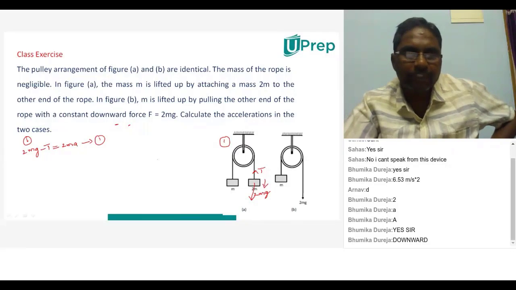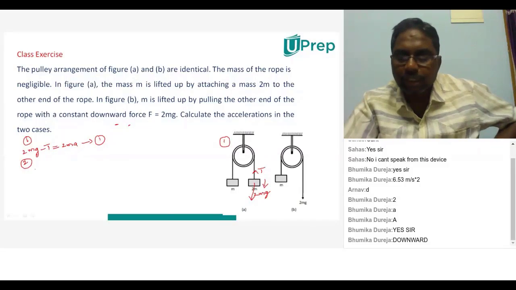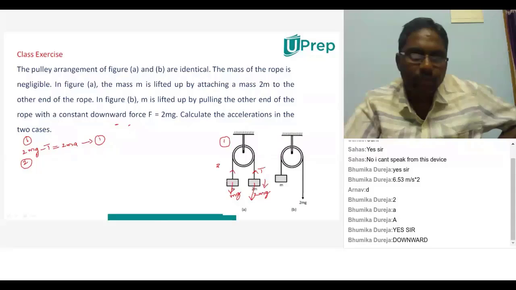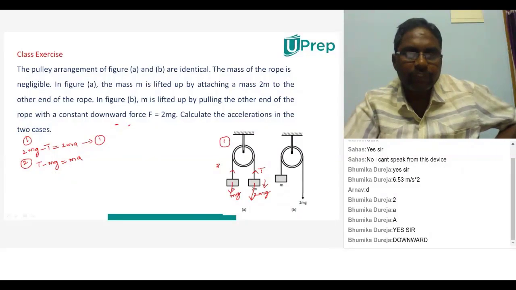So that means this was on the first object. Now on the second object, observe carefully. Here the weight will act down, which is mg, and tension will act in this direction or in this direction? In this direction only, as it is pulling up. So it will be in this direction only. So for the second object, T minus mg is equal to ma. Now this is equation number 2.